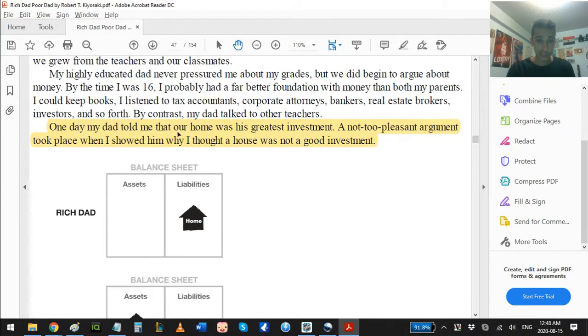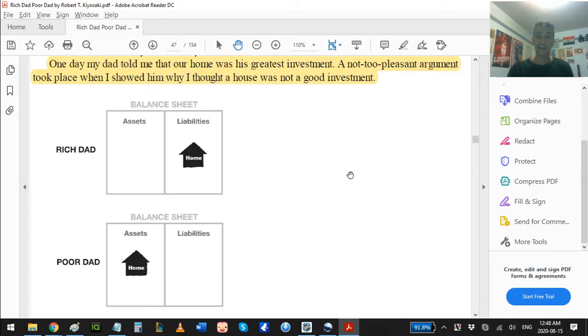One day my dad told me that our home was his greatest investment. A not too pleasant argument took place when I showed him why I thought a house was not a good investment. I myself have tried to use this argument with people, and I'm never able to sell it. So let's see what it says in the book here.